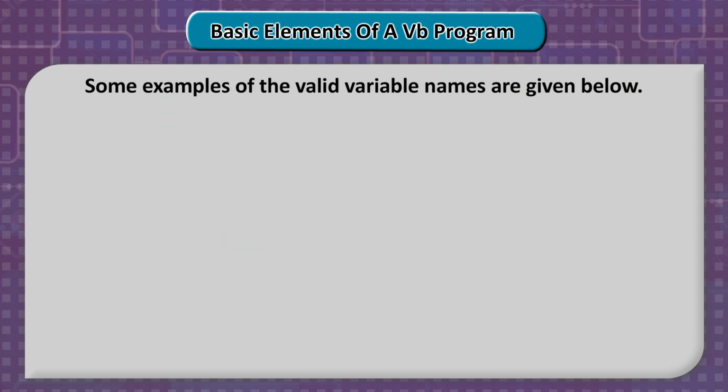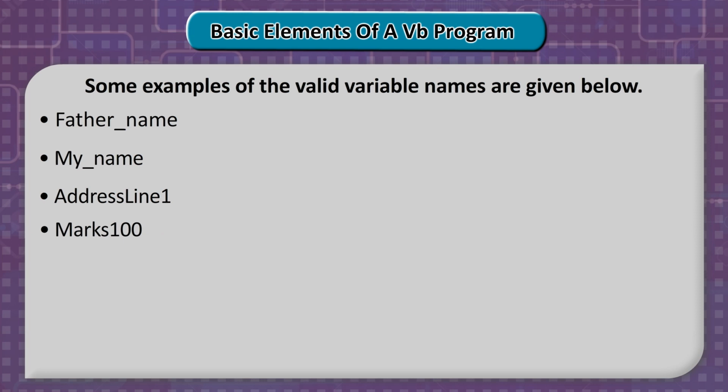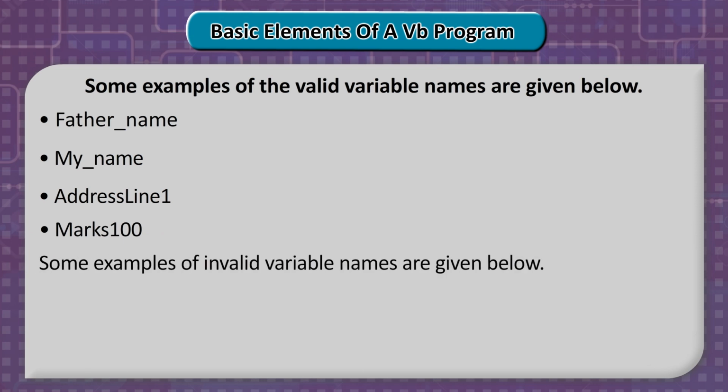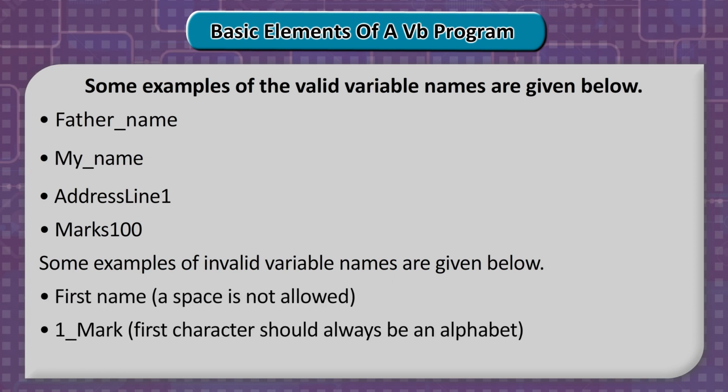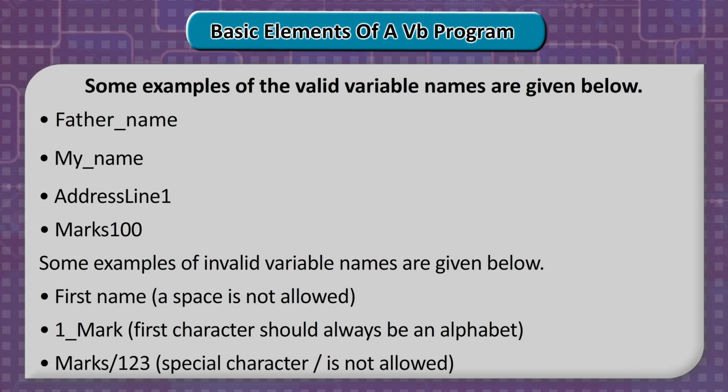Some examples of the valid variable names are given below. Father_name. Mary. Address_line1. Marks100. Some examples of invalid variable names are given below. First name. A space is not allowed. 1mark. First character should always be an alphabet. Marks/123. Special character is not allowed.